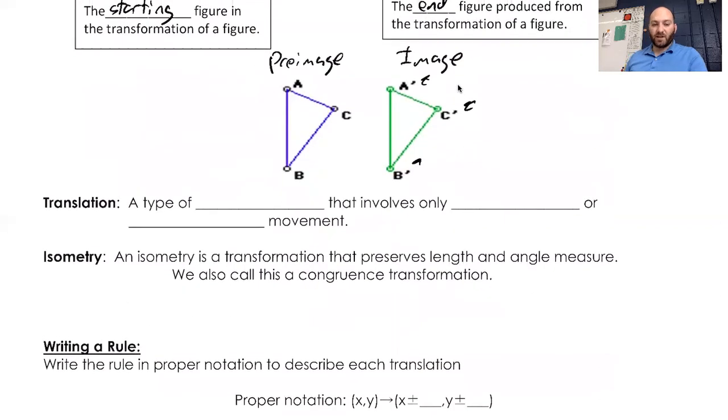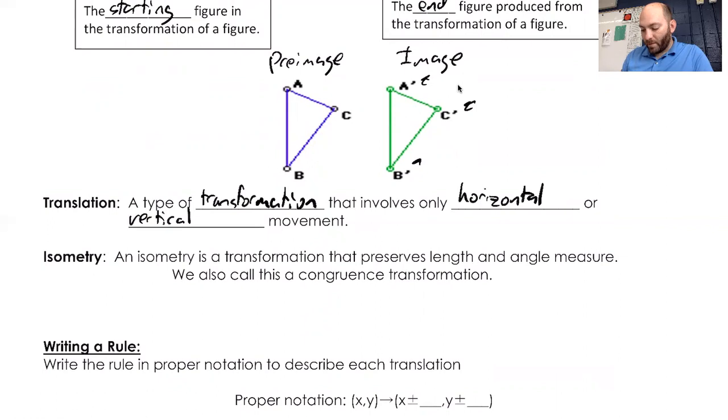So let's define a translation. It is a type of transformation that involves only horizontal or vertical movement. Okay? And I should really say this. I should say that it involves horizontal and or vertical movement. Because what you're going to see is sometimes we do one, sometimes we do the other, sometimes we do both.